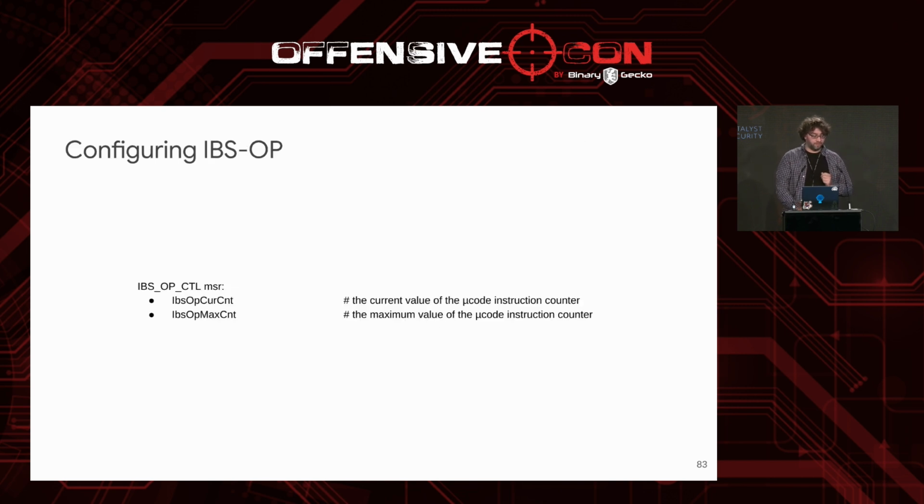How is this feature configured? It's based mainly on two subfields in the IBS op control MSR, or model-specific register. One contains the current counter, and the other contains the configured maximum. Normally, you would configure this in a sampling mode, where you say, for example, to sample 1 instruction in 1 million microcode instructions. But we found that you can also target one specific microcode instruction. In this example, we target the 100th microcode instruction after you activate this feature.